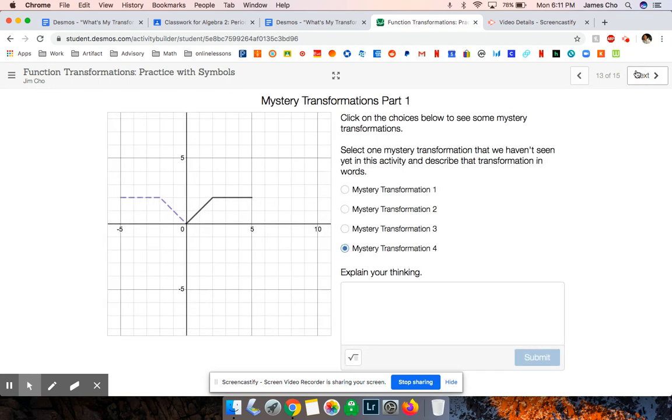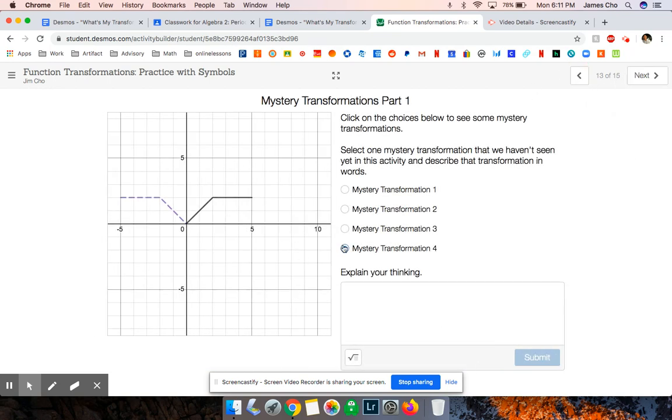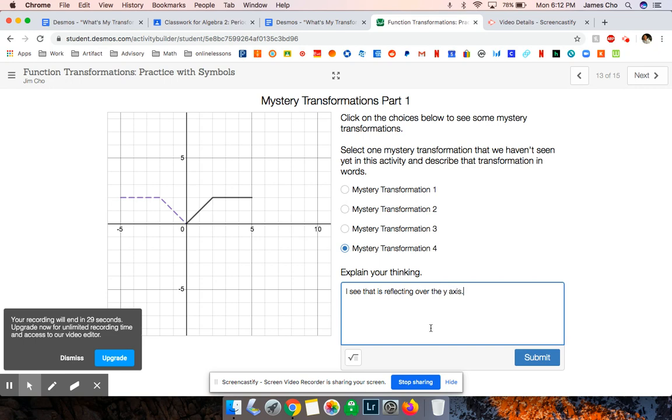Okay. I think the last two are going to be 14 and 15. Choose one of these, whichever one you feel like talking about. So for example, if I'm looking at this one, I haven't seen this. We haven't talked about this yet, right? But you might know, you might not. It's going to reflect. So you see a reflection. It's the same line, but it's reflected over our y-axis. And so that's what I'm going to write here. I see that it's reflecting over the y-axis, okay?